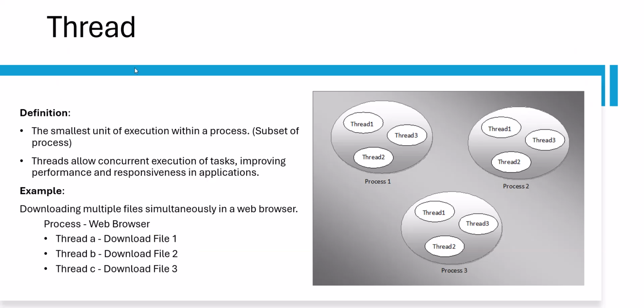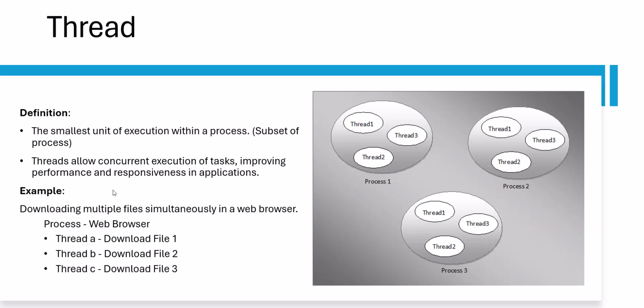Let's take a quick overview of threads. A thread is the smallest unit of execution within a process, and one process can have multiple threads. So here you can see in this example that different processes are there, and each process can have multiple threads. Threads allow concurrent execution of tasks, improving performance and responsiveness in an application.